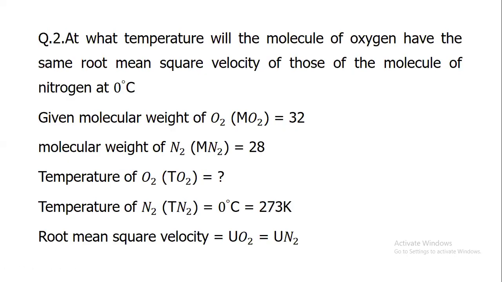At what temperature will the molecules of oxygen have the same root mean square velocity as those of the molecules of nitrogen at 0 degrees Celsius? Given molecular weight of oxygen 32, molecular weight of nitrogen 28, temperature of oxygen what? Temperature of nitrogen 273 Kelvin. Root mean square velocity of oxygen equals root mean square velocity of nitrogen.